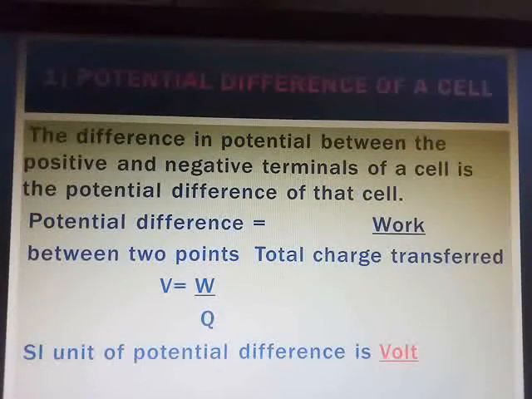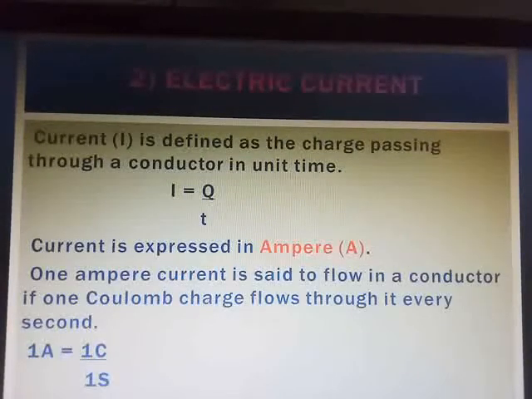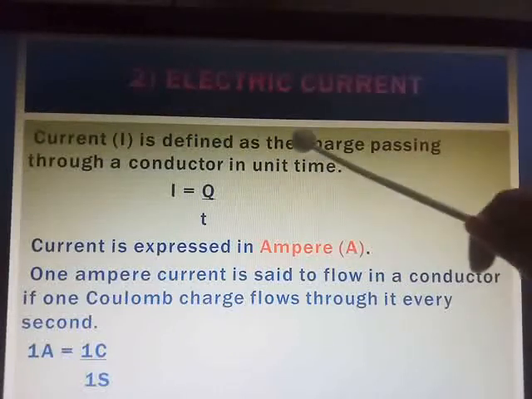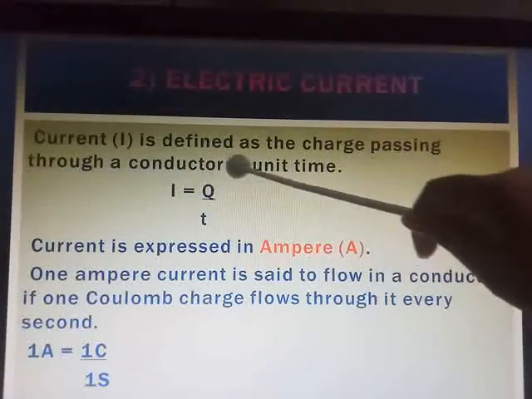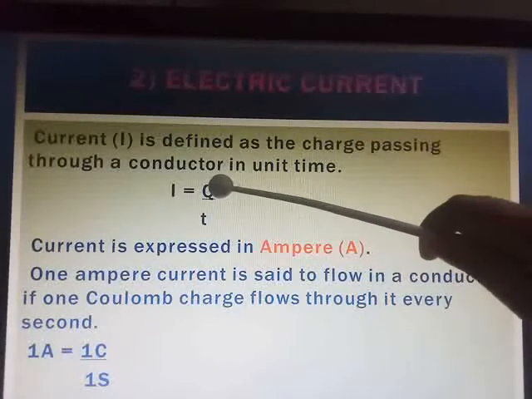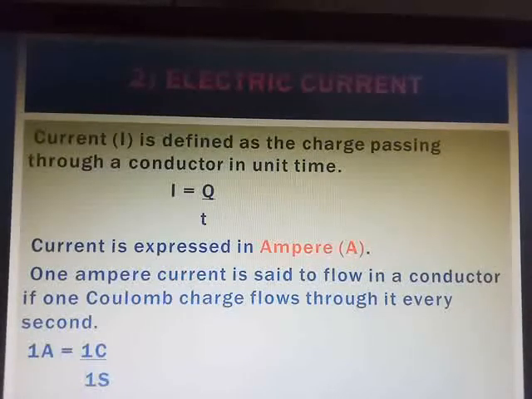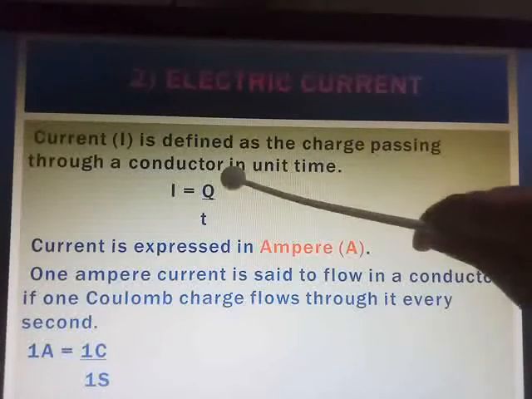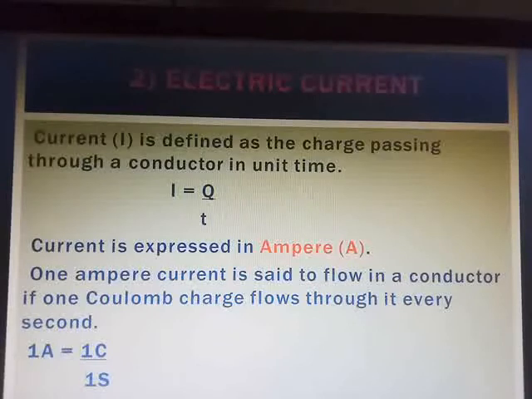Next topic is electric current. Current I is defined as the charge passing through a conductor in unit time. I is equal to charge passing, which is denoted by capital Q, upon small t. So, Q upon t. Current is expressed in the unit ampere, denoted by capital A.